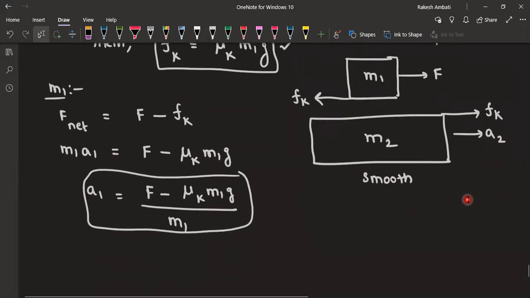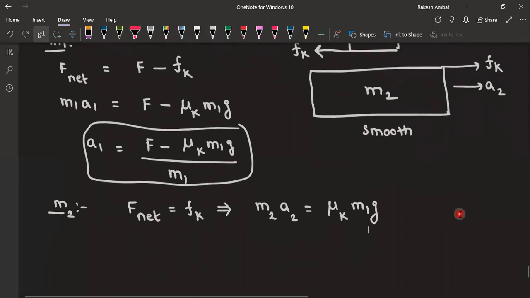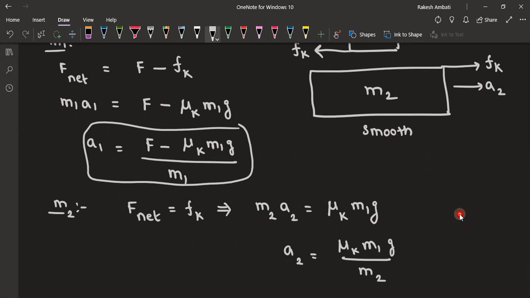In the same way, now you take the M2 block and write down its dynamic equation. In the case of the M2 block, the only driving force is Fk, the frictional force. Resultant force means mass into acceleration. Mass M2, its acceleration A2 equals Fk. We have the value already, that is mu k M1g. Now we are finding acceleration A2. Therefore, A2 equals mu k M1g upon M2. Now these are the accelerations of both blocks M1 and M2.